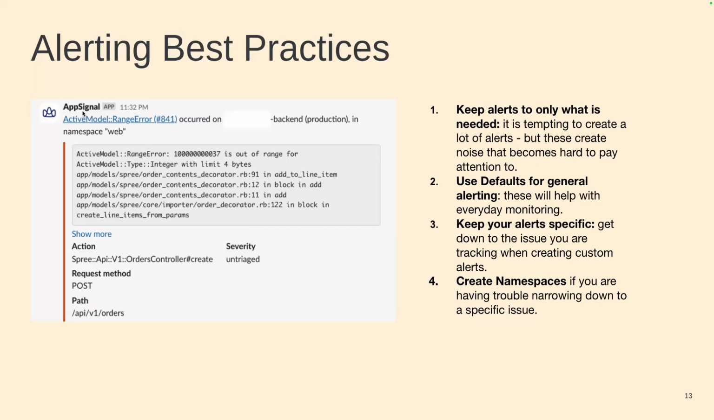This is what an alert looks like in Slack, by the way. AppSignal sends it to Slack and it says an alert occurred in the backend production app and this namespace web. And it gives you an example of the alert there and the path as well, which is interesting.